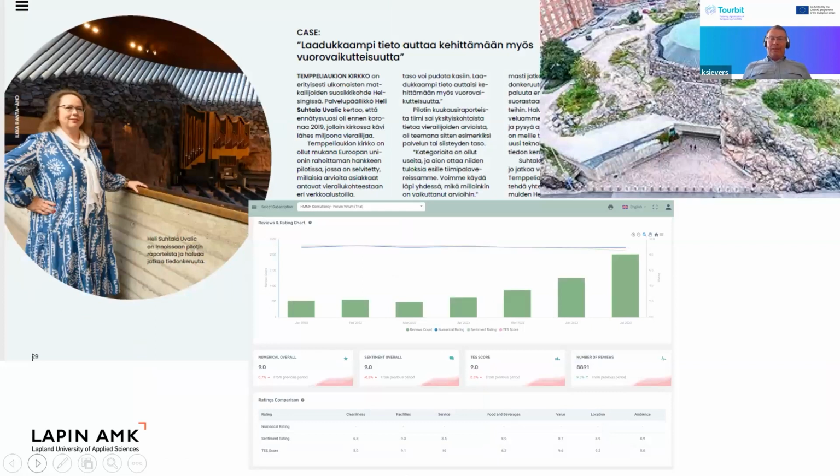One of the last examples, which I like really much, was the example of Temppeliaukio Church, which is in the picture on the right-hand side. It's one of the major attractions in Helsinki. It is a church built in rock with a nice, special architecture, and I think they have roughly 1.2 million visitors each year just to see the building, but it's not for profit. It's a real church and so on.